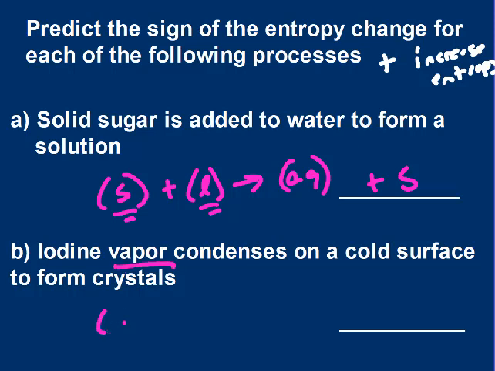We have a vapor condensing. So we're going from gas to liquid. So that one you should have said a negative, or a decrease in entropy.